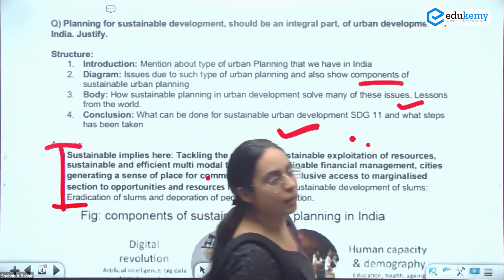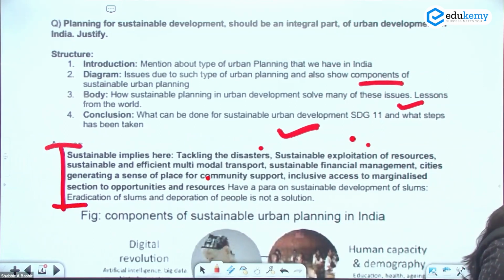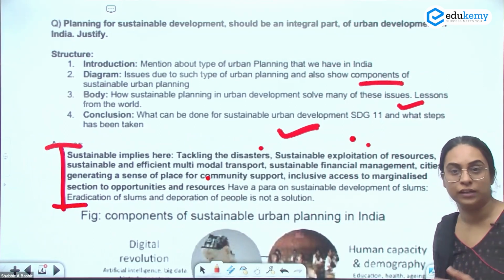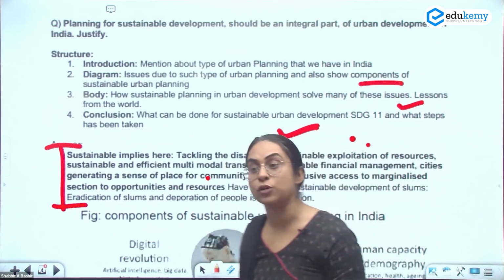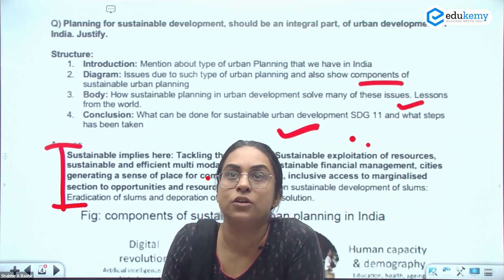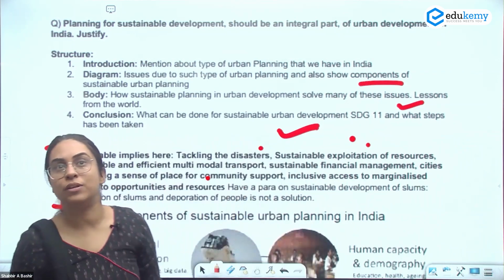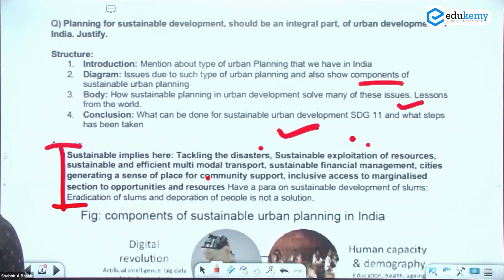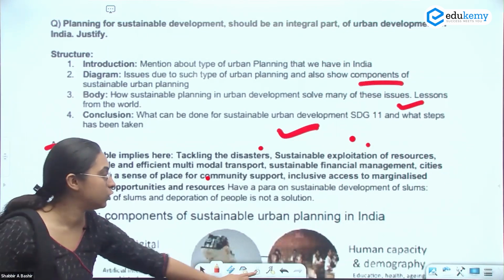Creating a sense of place, sustainable financial management, the new philosophy, our new urban philosophy, that actually talks about sustainable planning. Yes. So these are all the principles of the new urban policy, the 10 to 14 principles. So you can use them.